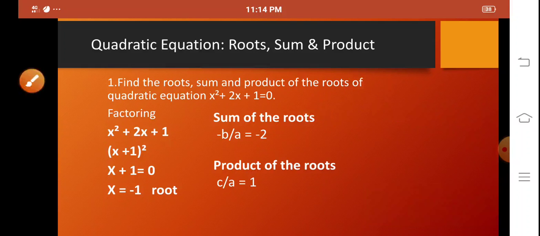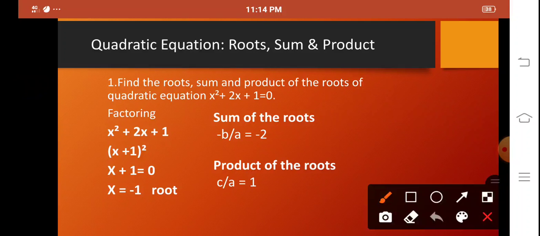For the sum of the roots, -b, so we have -2, and a is 1, so -2 over a is equal to -2. So our sum is -2. How about the product? The product is c over a, so c is 1 and a is also 1, so 1 over 1 is equal to 1. So I guess it's easy to find the roots, the sum and product of the roots.